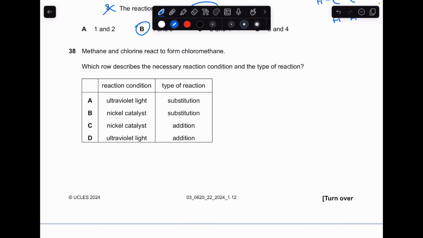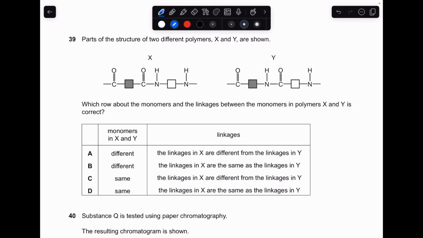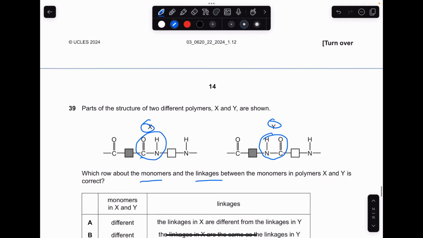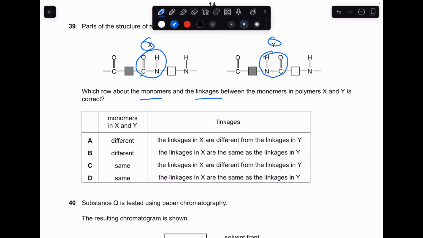Question number 38. Methane and chlorine react to form chloromethane, which is a substitution reaction and requires UV light. So we are just asked the conditions and the type of reaction, which is A. Question number 39. There are two polymers X and Y, and we are asked about their monomers and the linkage. If we look at the linkage, it's the same linkage. It's the amide linkage. The monomers are different, because here the white block, this monomer has NH and CO, but here it only has NH, and the same for this and this. So these both have different monomers but the same linkage, so it's B.